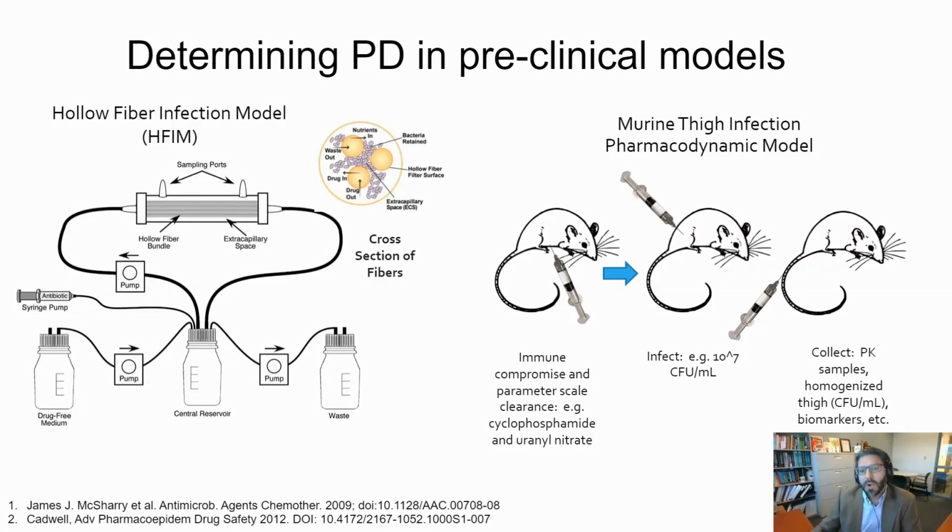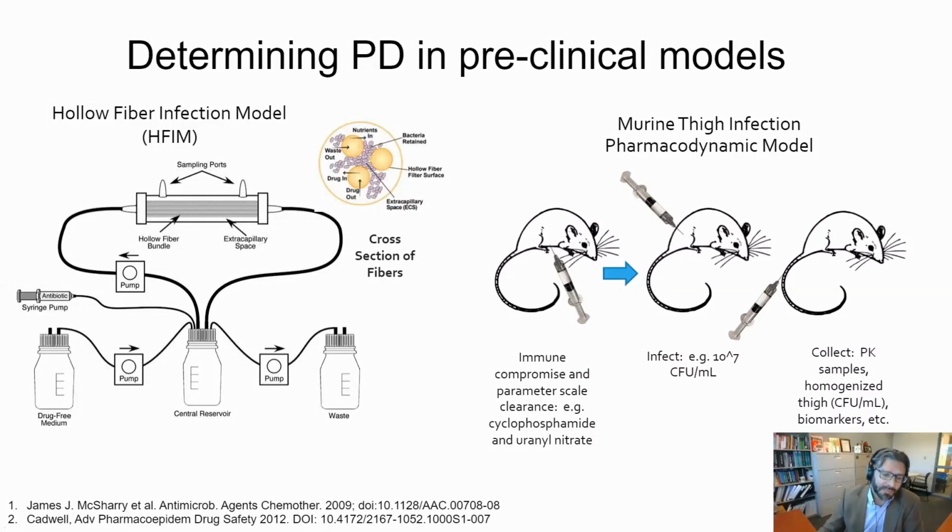Now that blowout there that we're seeing, that's a cross-cut section of the hollow fiber system. And what you can see is that the hollow fibers are shown in those yellow circles, and then there is this extra capillary space where the bacteria can grow. So the bacteria get put into the system, and this is a slightly better representation than just having a static system where you would just put bacteria in a test tube, because it really allows these multiple compartments, and it allows the bacteria to see things such as changing antibiotic concentration.